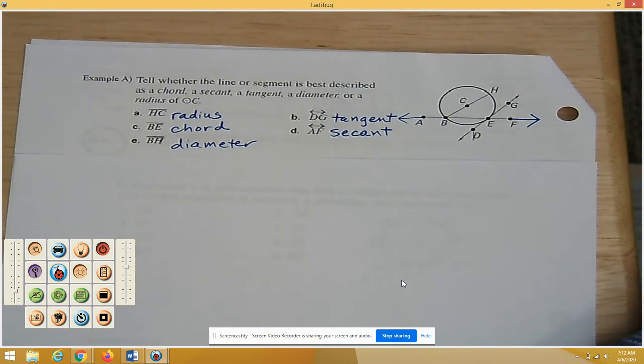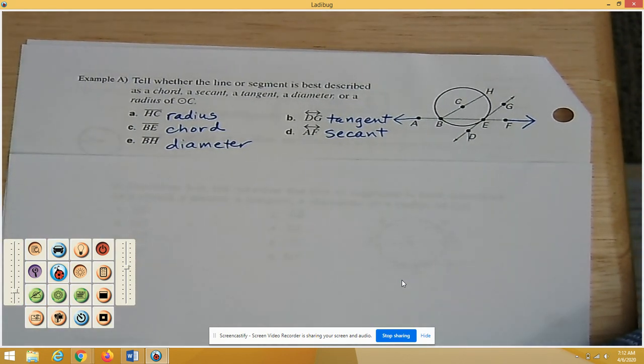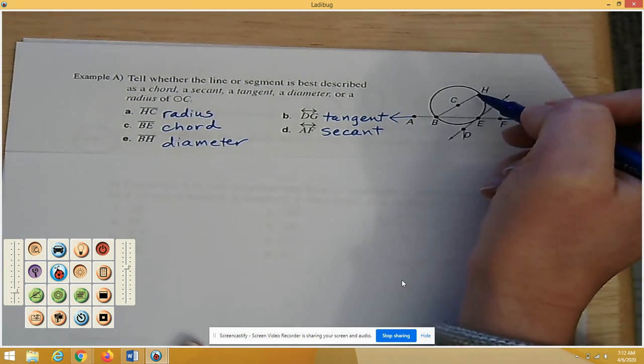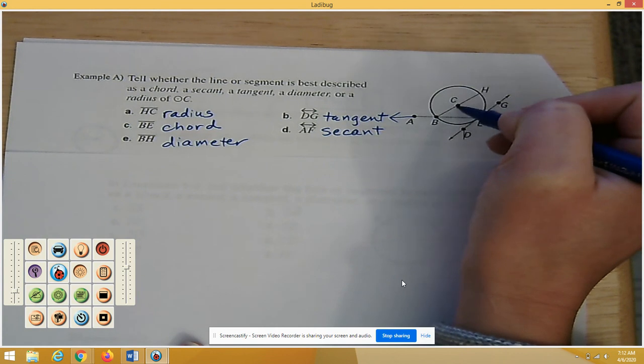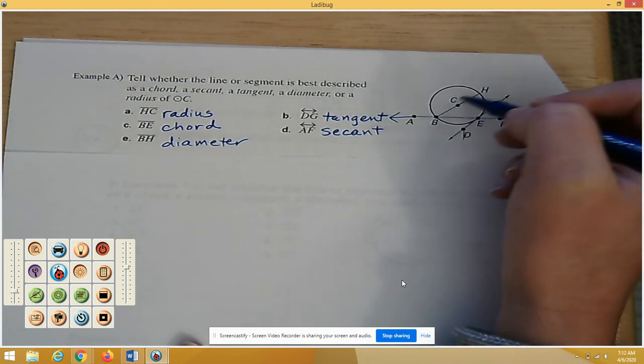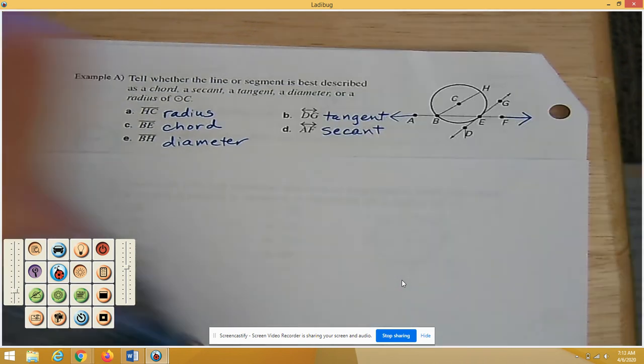Now this question isn't listed here, but if HC was 5, that means BC would also be 5. And then the whole segment BH would be 10. So just a reminder that the diameter is twice the amount of the radius.